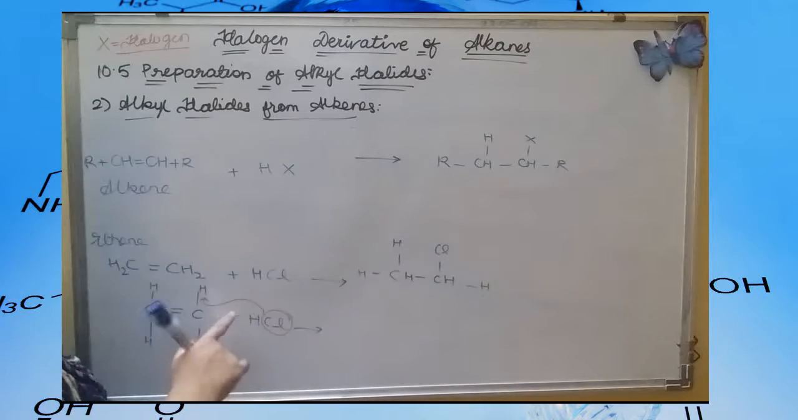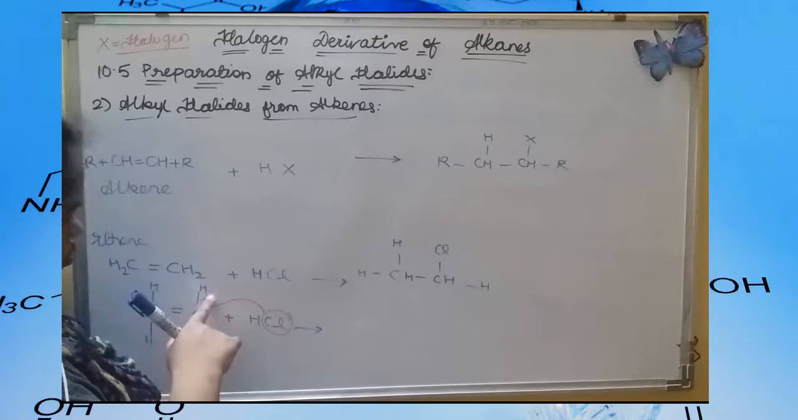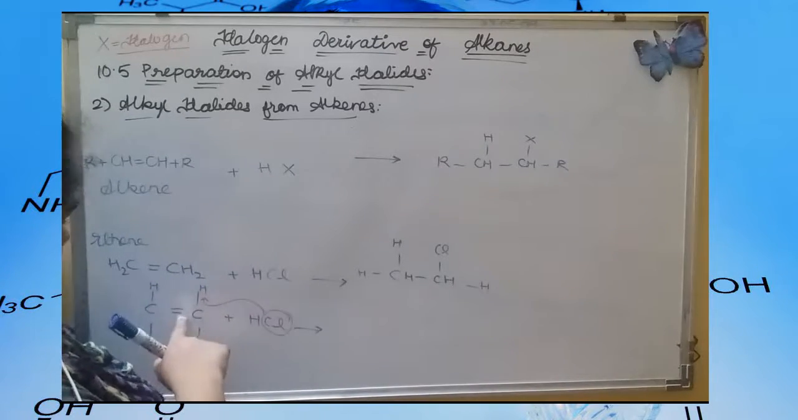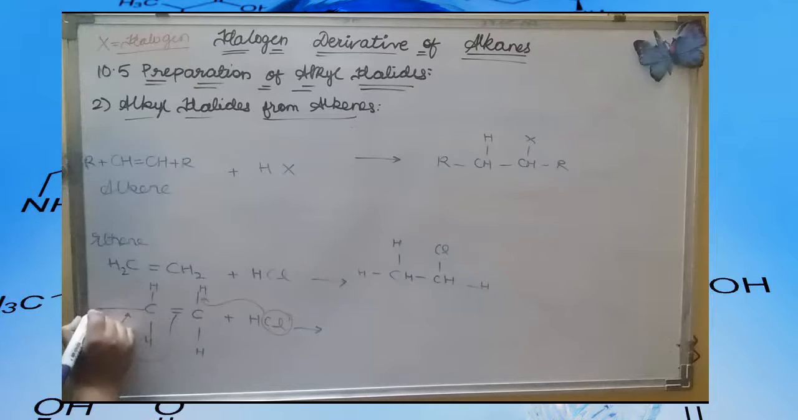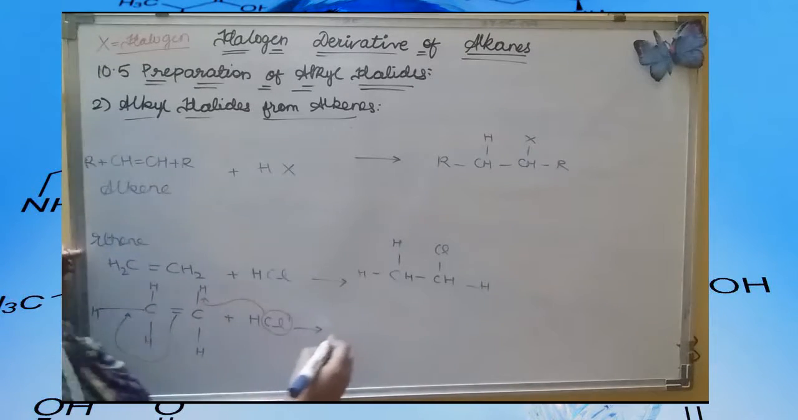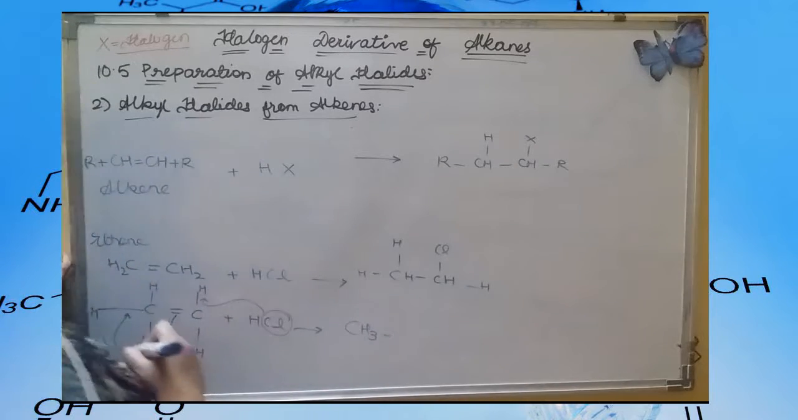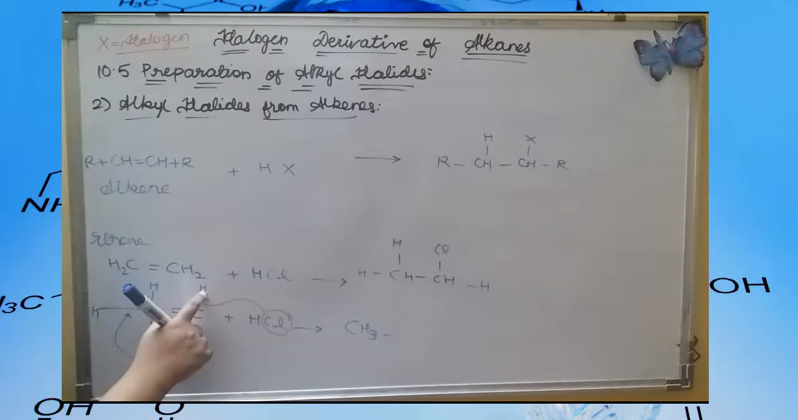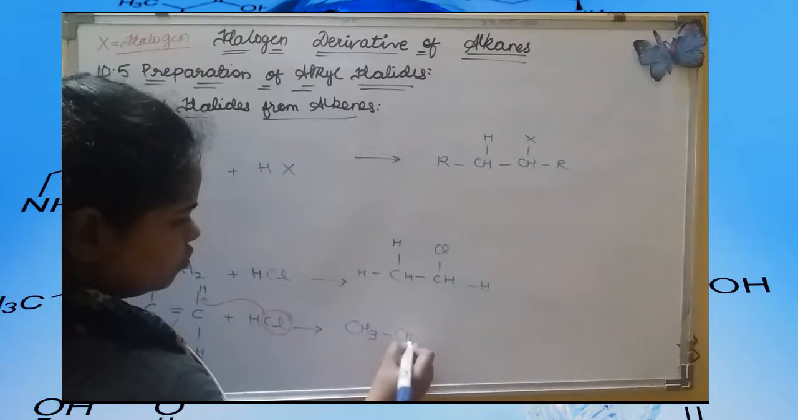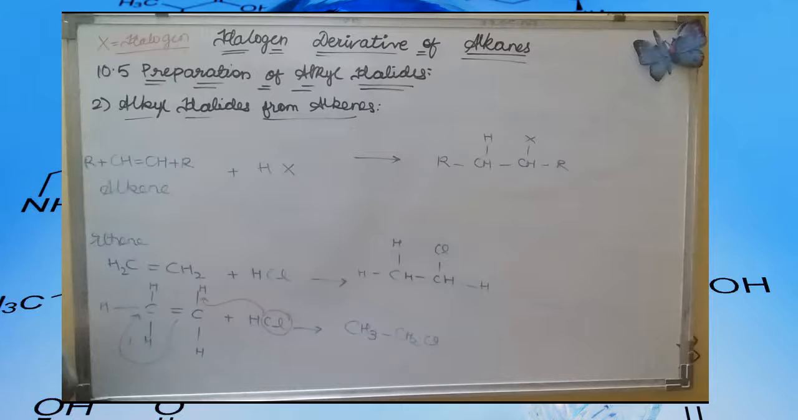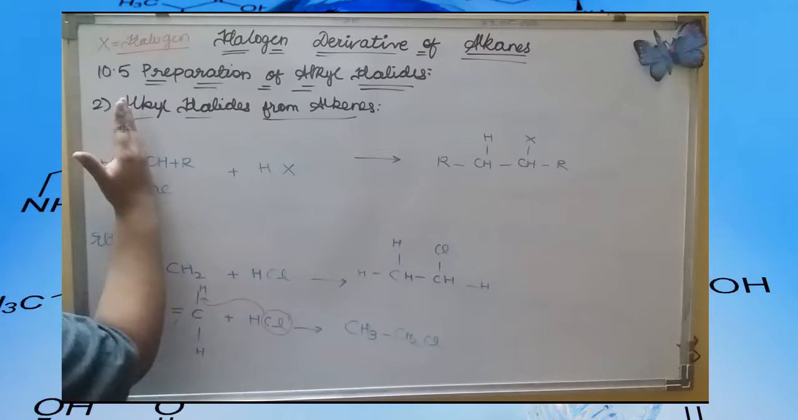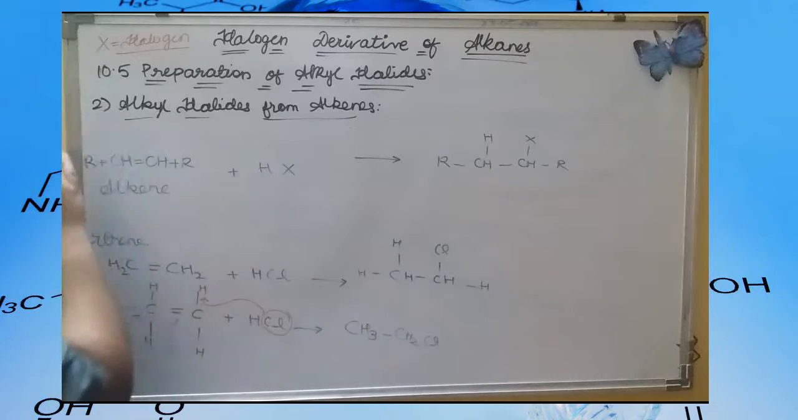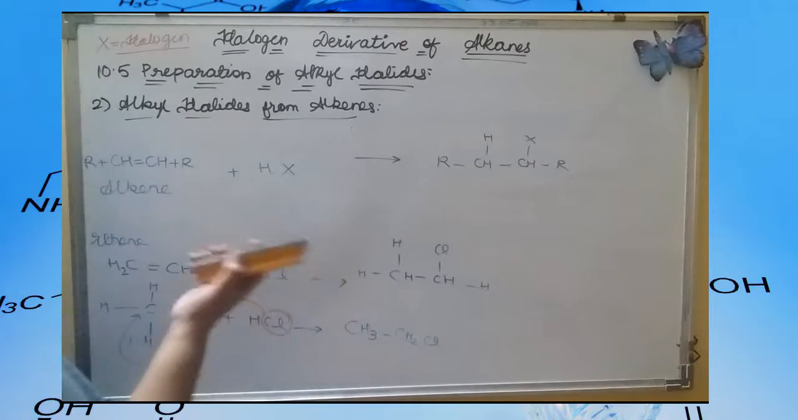In all, this chlorine gets attached here. Here this bond breaks up and the other bond gets converted into an H atom, so that becomes CH3. So that would be CH3, CH2, Cl. That is how we can construct alkyl halide from alkene. This is for symmetrical alkene, where, when we see this side and this side, both are equal.